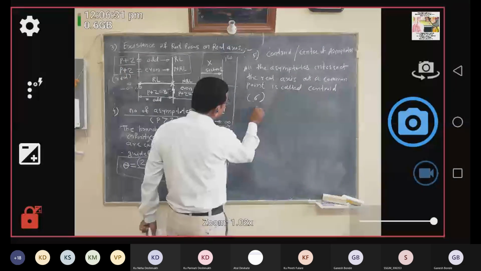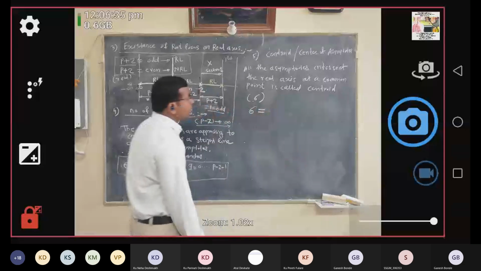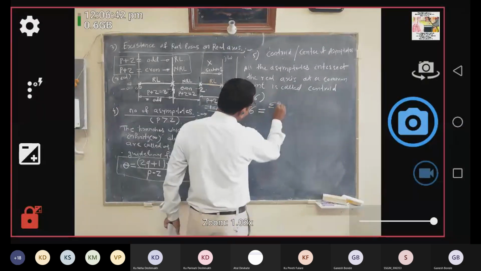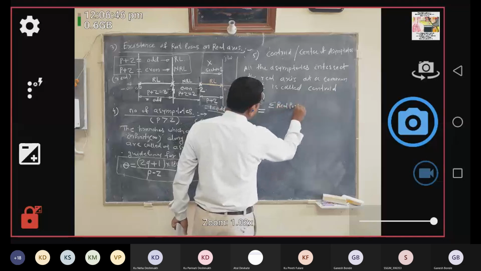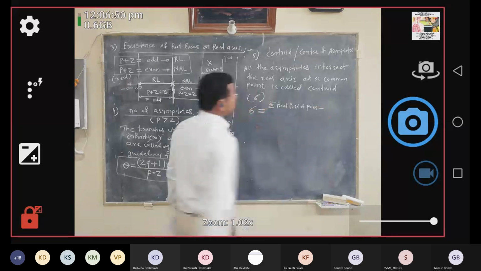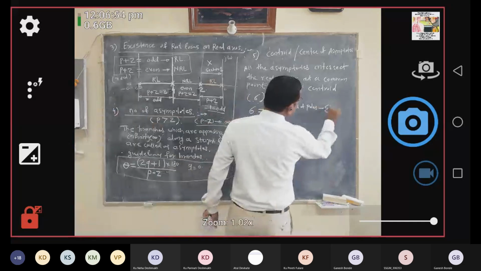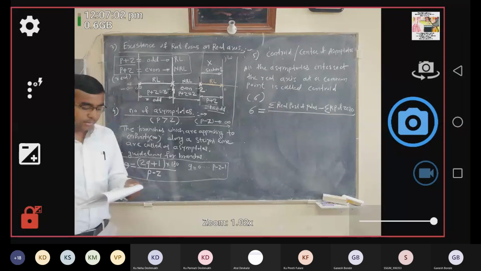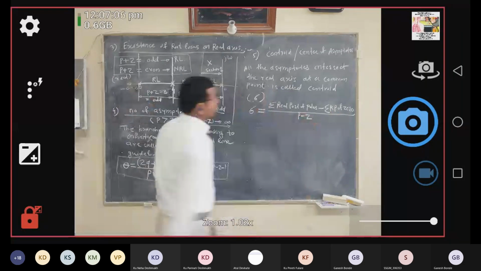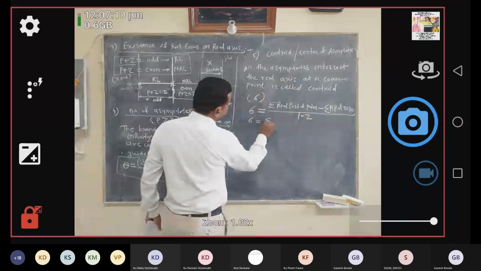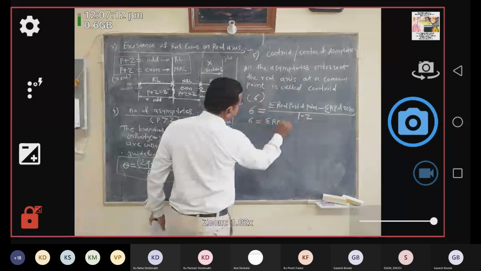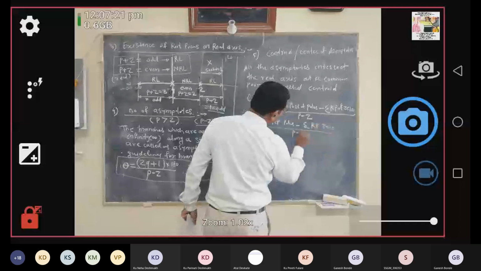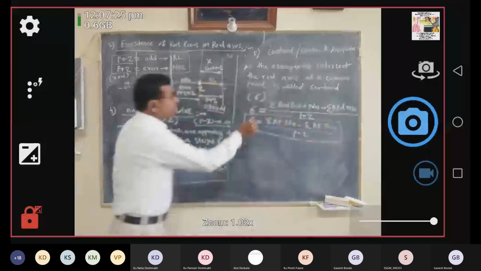The empirical formula for sigma is given by sigma is equal to the summation of real part of poles minus summation of real part of zeros, upon P minus Z. So in short, sigma is given by summation of real part of poles minus summation of real part of zeros upon P minus Z. This will give you sigma.